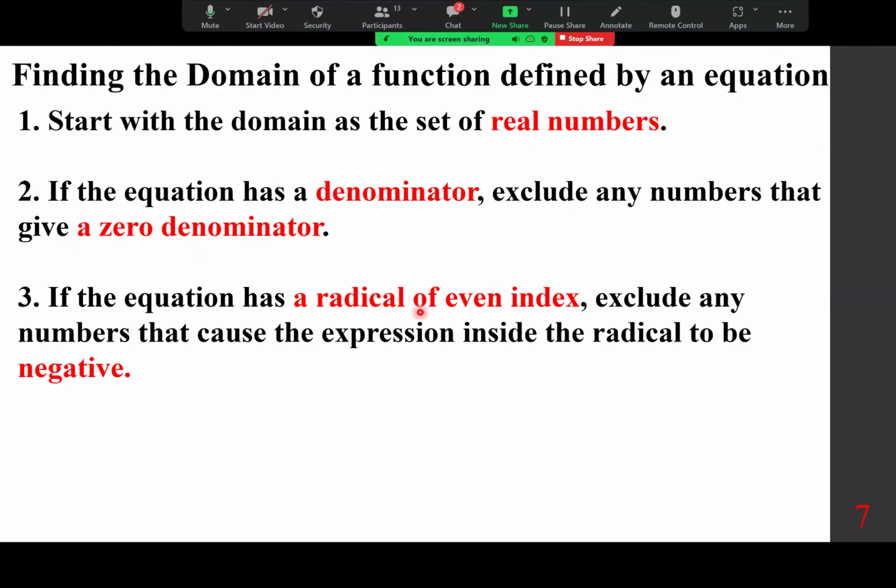Number three, if the equation has a radical of even index, exclude any numbers that cause the expression inside the radical to be negative. Notice two things that you want to exclude. If you have a fractional format, you set the denominator equal to 0 and exclude it. That's the second part. If you have a radical format, if the index is odd, you have nothing to worry about. If it's even, what's inside the radical sign has to be non-negative.